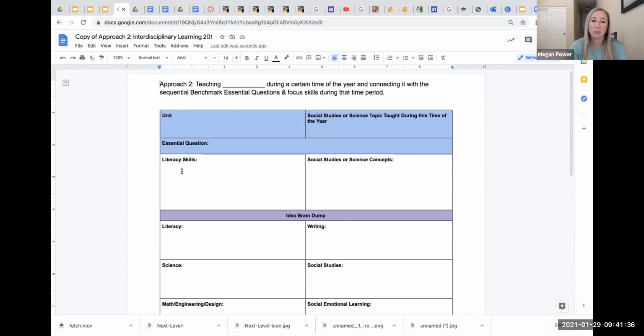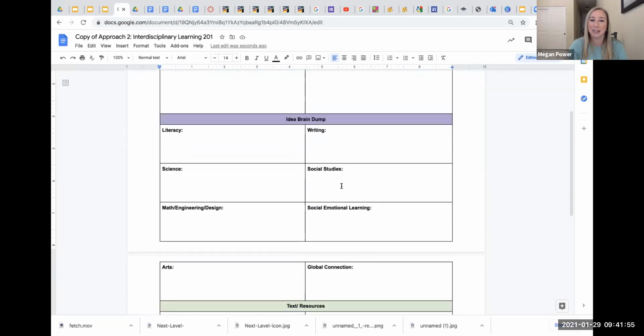And then over here is where you can list the literacy skills and the social studies or science concepts, because those should be in the forefront, right? It's about student learning and increasing student learning. So we should always have, what are those outcomes? What are those skills and concepts that we really want our students to build, understand, and get?